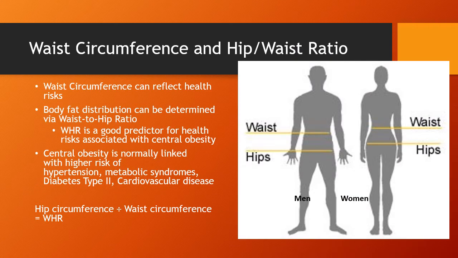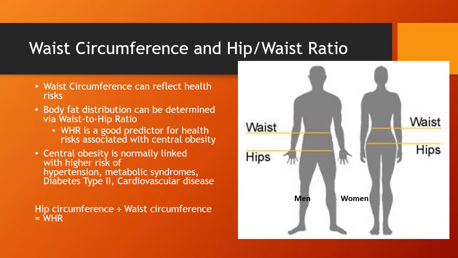Our next two types of techniques that help us understand a little bit more about body composition are our waist circumference and hip and waist ratio. Our waist circumference can help us understand a little bit more about any types of health risks that we may be potentially incurring. We know that anytime a waist circumference goes higher than 40 inches in men and also higher than 35 inches in women, we increase our overall health risks, whether it be cardiovascular disease, hypertension, or any type of metabolic syndrome.